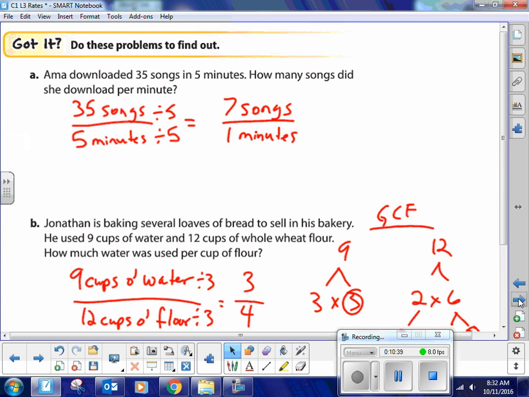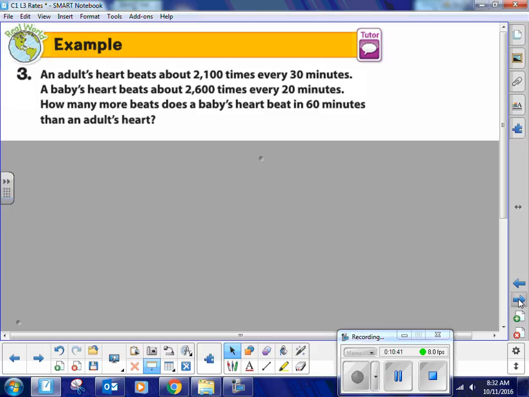All right. Very good. All right. Example. An adult heart beats about 2,100 times every 30 minutes.